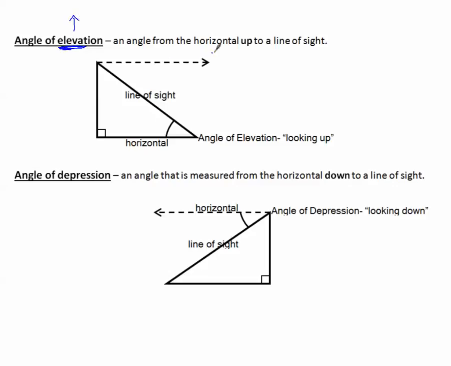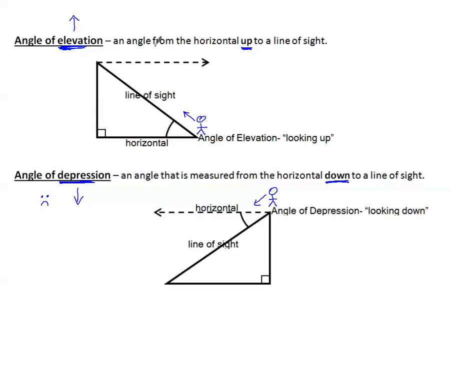It is the angle from the horizontal up to a line of sight. Versus angle of depression. Think of depress, like when you're feeling depressed, or you feel down, looking down. Angle of elevation, looking up. So perhaps someone is standing lower than something and they're looking up towards something that is higher than they are. Angle of depression, perhaps someone is standing up high and they are looking down. The angle that is measured from the horizontal down to a line of sight.